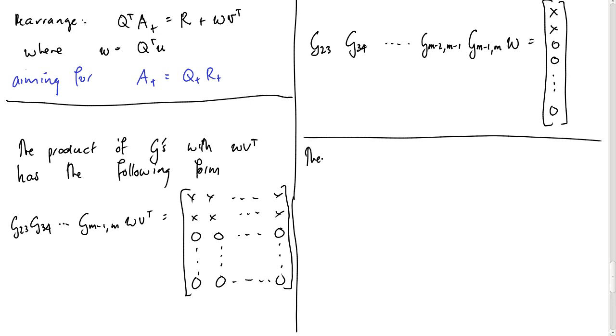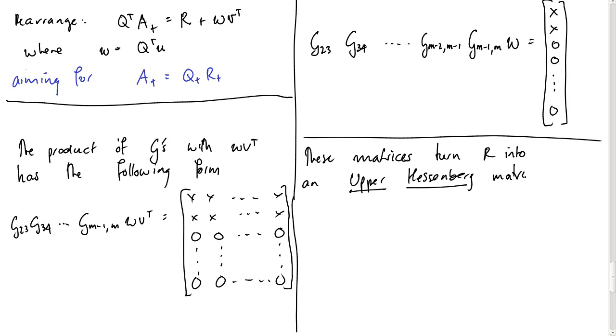Okay, what do these matrices do to R? They turn R into what we call an upper Hessenberg matrix. There's a new term for you. Okay, so I'll show you what that means. So this is basically zeros beneath the first subdiagonal. An upper Hessenberg matrix is like an upper triangular one, except that you can have entries on one diagonal below the main one.